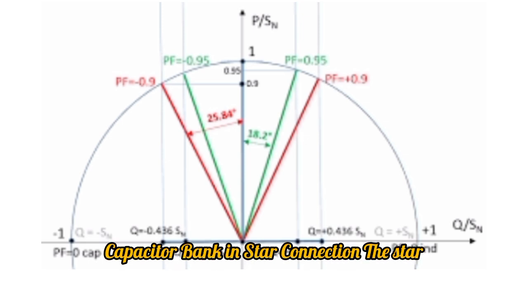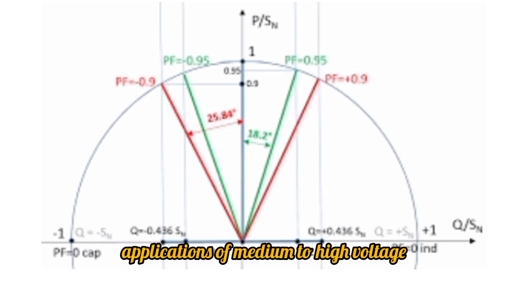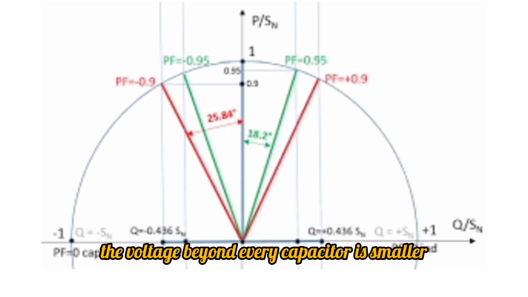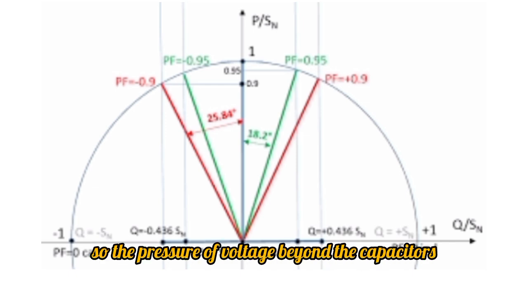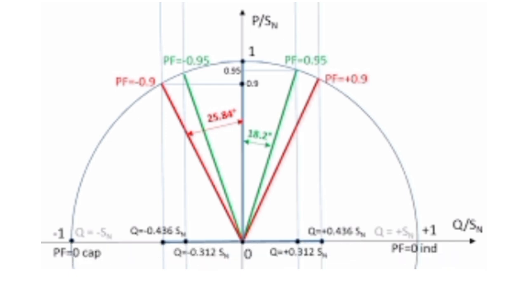Capacitor bank in star connection. The star connection type is mainly used in medium to high voltage applications. In this type of connection, the voltage across every capacitor is smaller as compared to the phase voltage, so the stress of voltage across the capacitors is less even in maximum voltage applications.